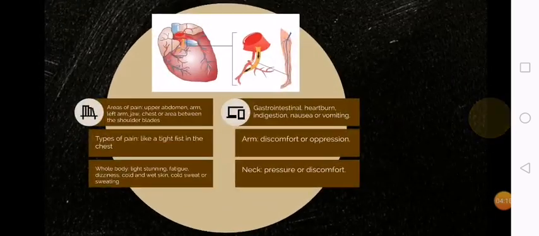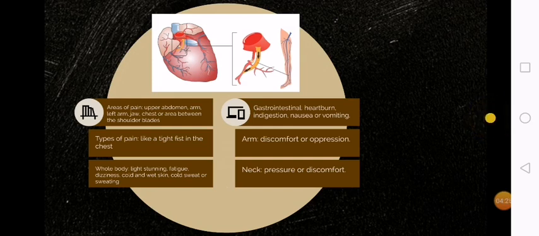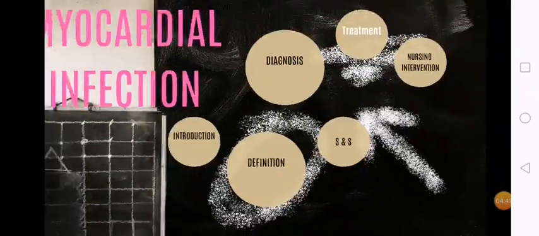Signs and symptoms. Areas of pain: upper abdomen, left arm, jaw, chest, or between the shoulder blades. Type of pain: like a tie around the chest. Whole body: dizziness, fatigue, cold and pale skin. Gastrointestinal: heartburn, indigestion, nausea, or vomiting. Discomfort of a person.